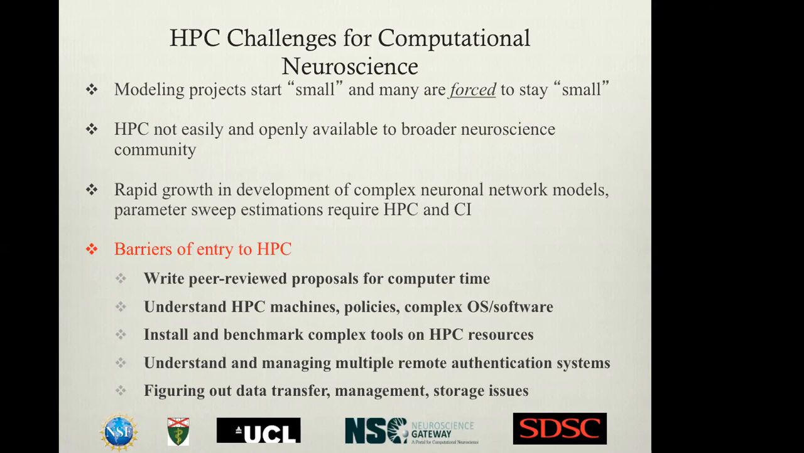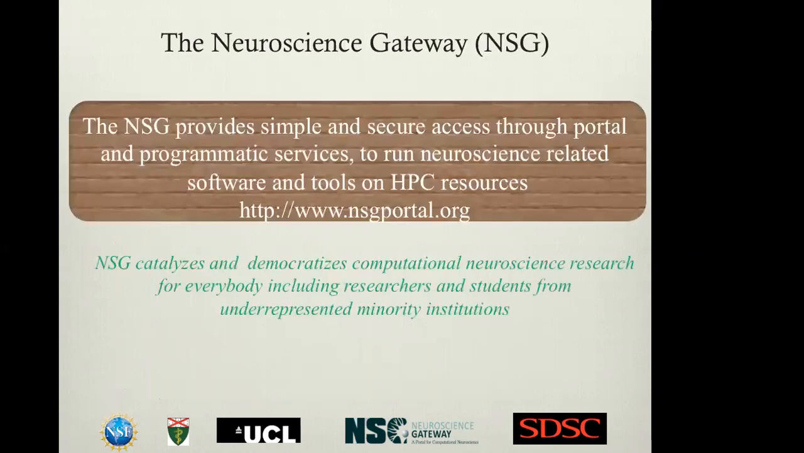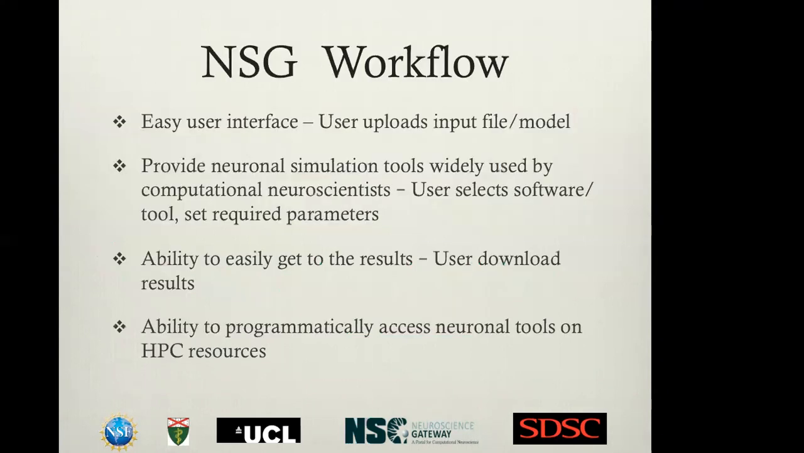Based on this, in 2013, NSG was started to lower the technical barriers of entry for using HPC resources. When we started it, we wanted to provide an easy-to-use portal to run any of the neuroscience-related software and tools on the HPC resources. We want neuroscientists to do their science and not worry about all this back-end plumbing, like how do you install the software, which resource do I run on? So we wanted to provide a free and easy-to-use portal, and in a sense democratize computational neuroscience research for everybody, including students, researchers, and faculty from underrepresented minority institutions.